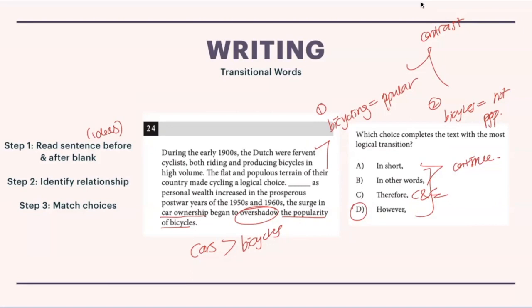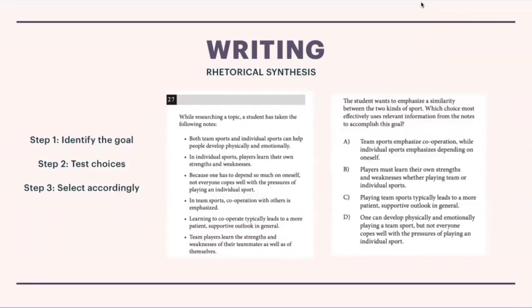And then for the last example, we're going to do a rhetorical synthesis question. So in this case, we want to identify the goal. So go ahead and you can read this, but then what we want to focus on really is this portion. You want to emphasize a similarity between the two kinds of sports. Now, we know that it's going to be about team sports as well as individual sports, but we want to see what's similar about them.